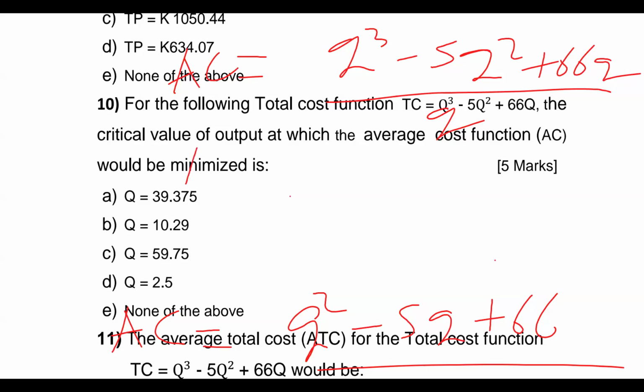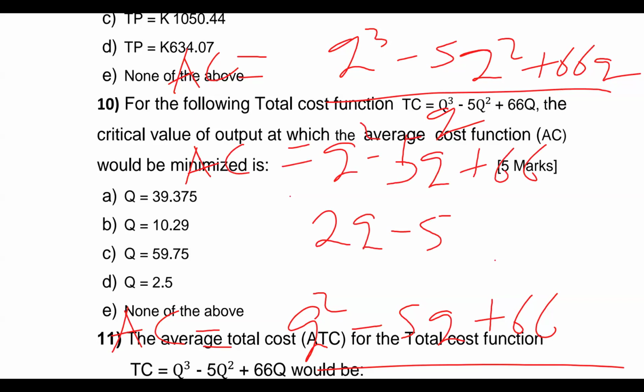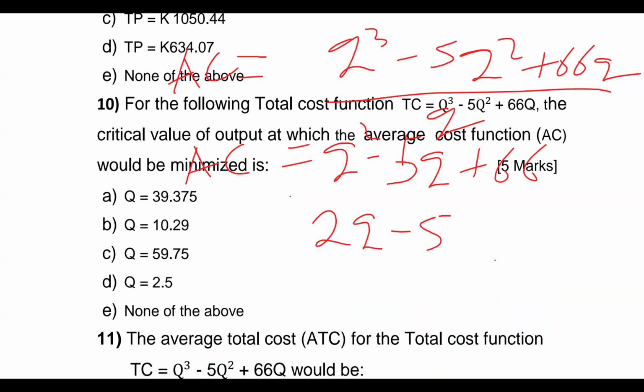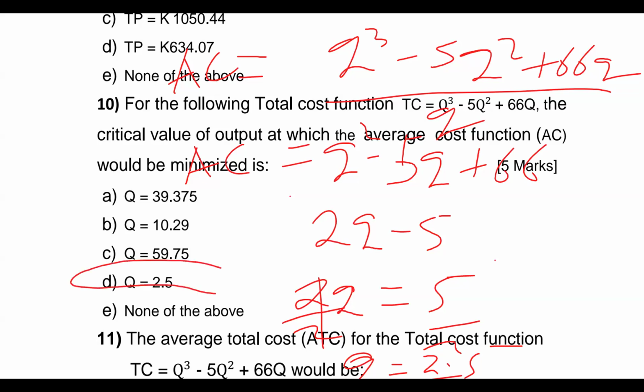Differentiating this one gives 2Q minus 5. What is the critical value? It should be 2.5, if I'm not mistaken. So what is the answer? The answer is 2.5, which is D.